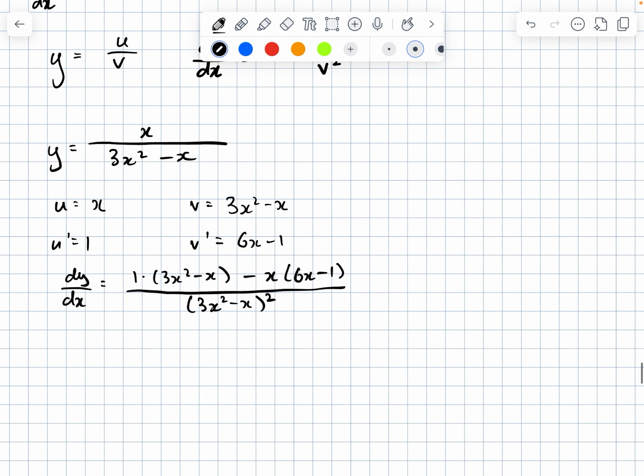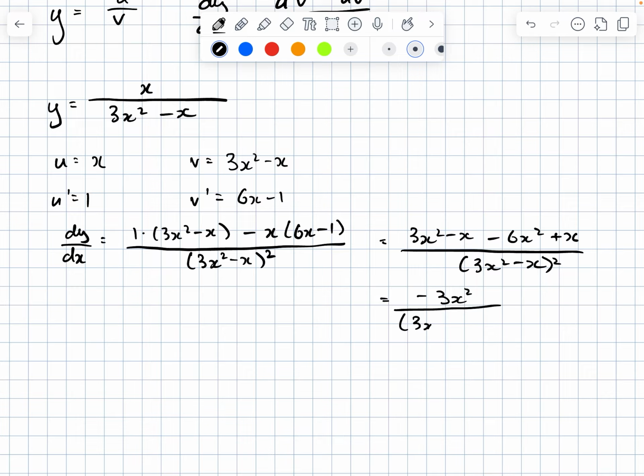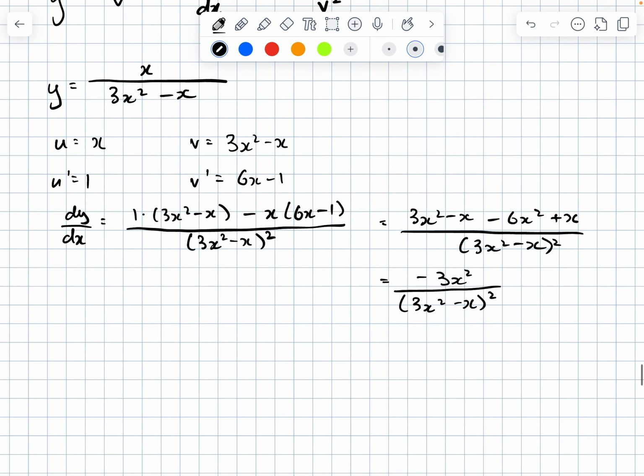Now, there aren't many cases where you would want to expand the denominator, so let's just leave it as it is. But we can expand and simplify the numerator. It gives us 3x squared minus x, minus 6x squared plus x, all over 3x squared minus x, all to the power 2, which in this example gives us negative 3x squared. The negative x and plus x will cancel, all over 3x squared minus x to the power 2. And that is as far as we can simplify this function.